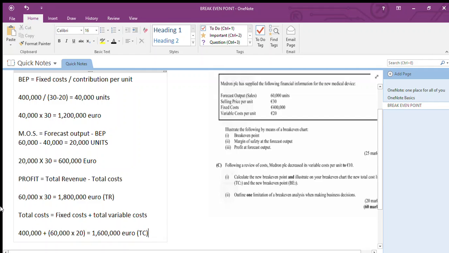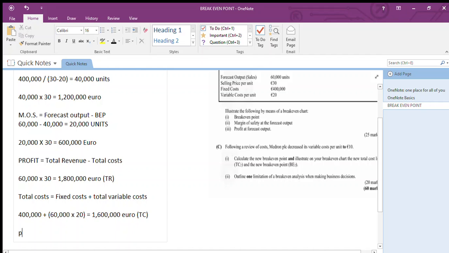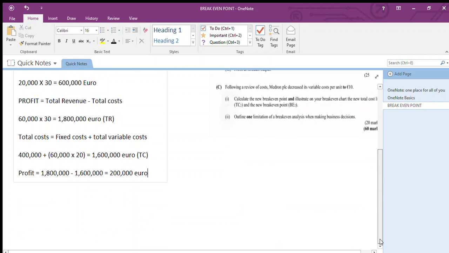Last thing I need to show, because I'm looking for my profit, which is my total revenue minus my total costs. So profit is going to be equal to 1,800,000, which is my total revenue, minus my 1,600,000, which is my total cost, which is 200,000 euro. That's my profit. Okay, now to draw the chart.